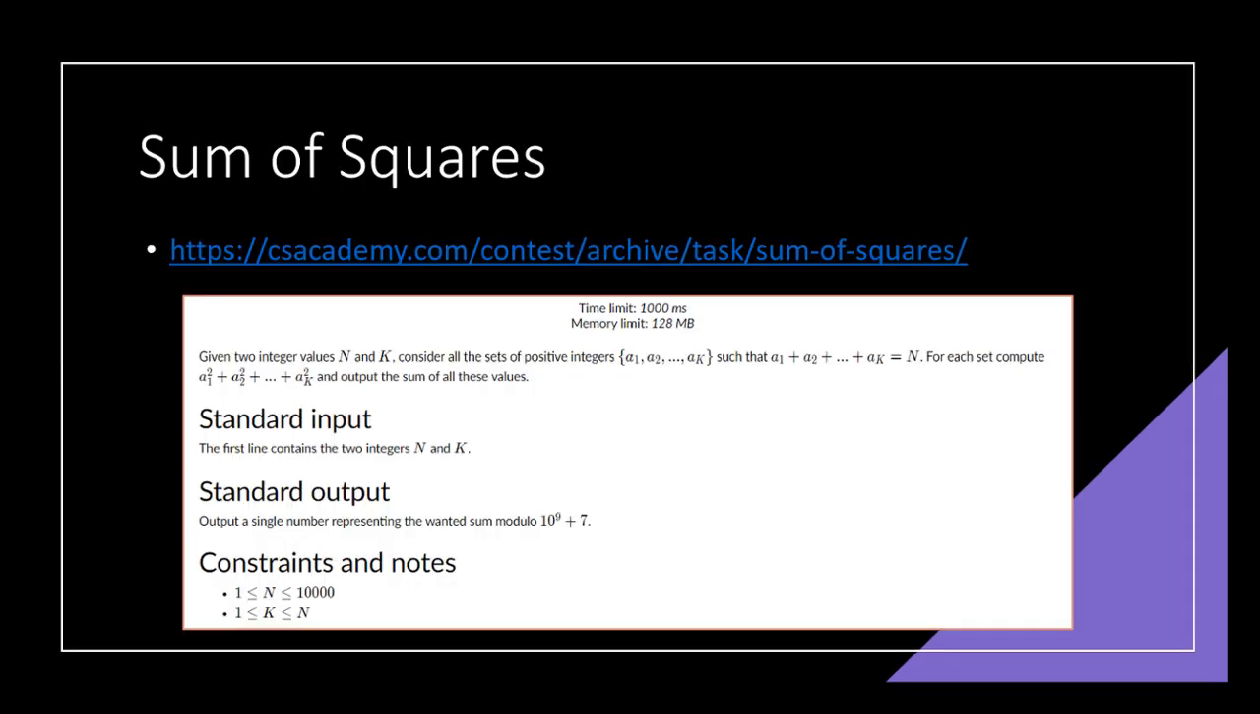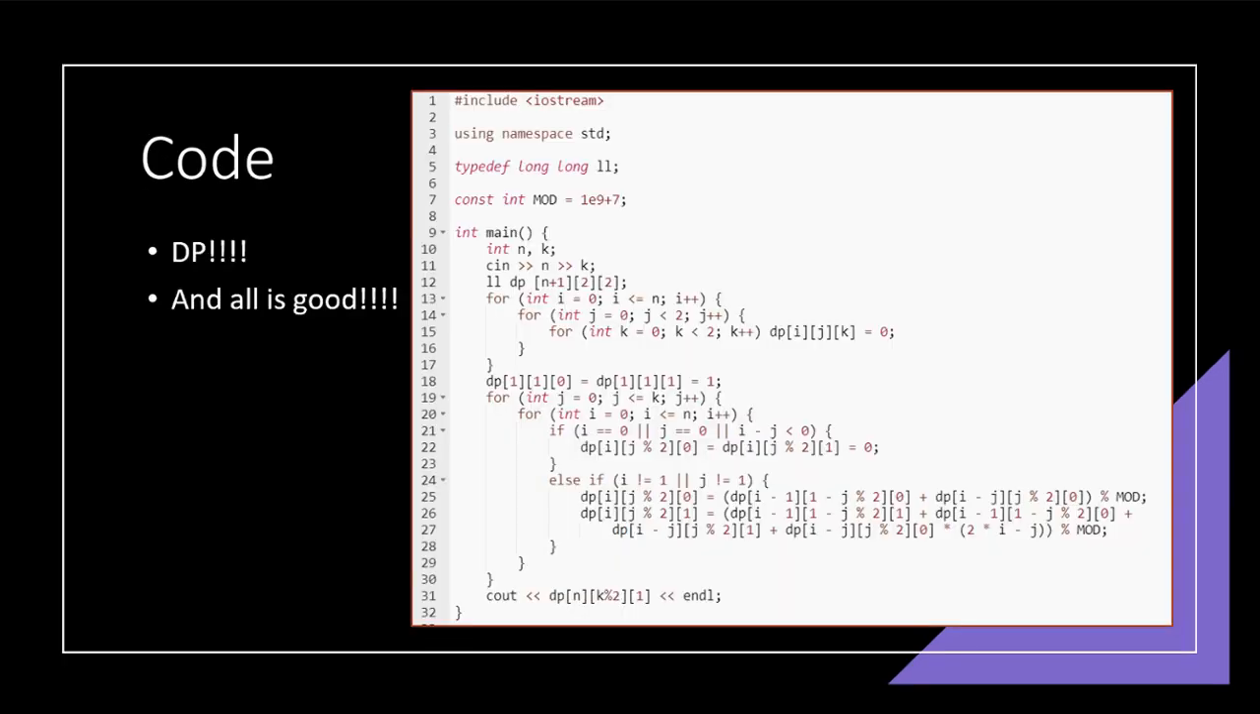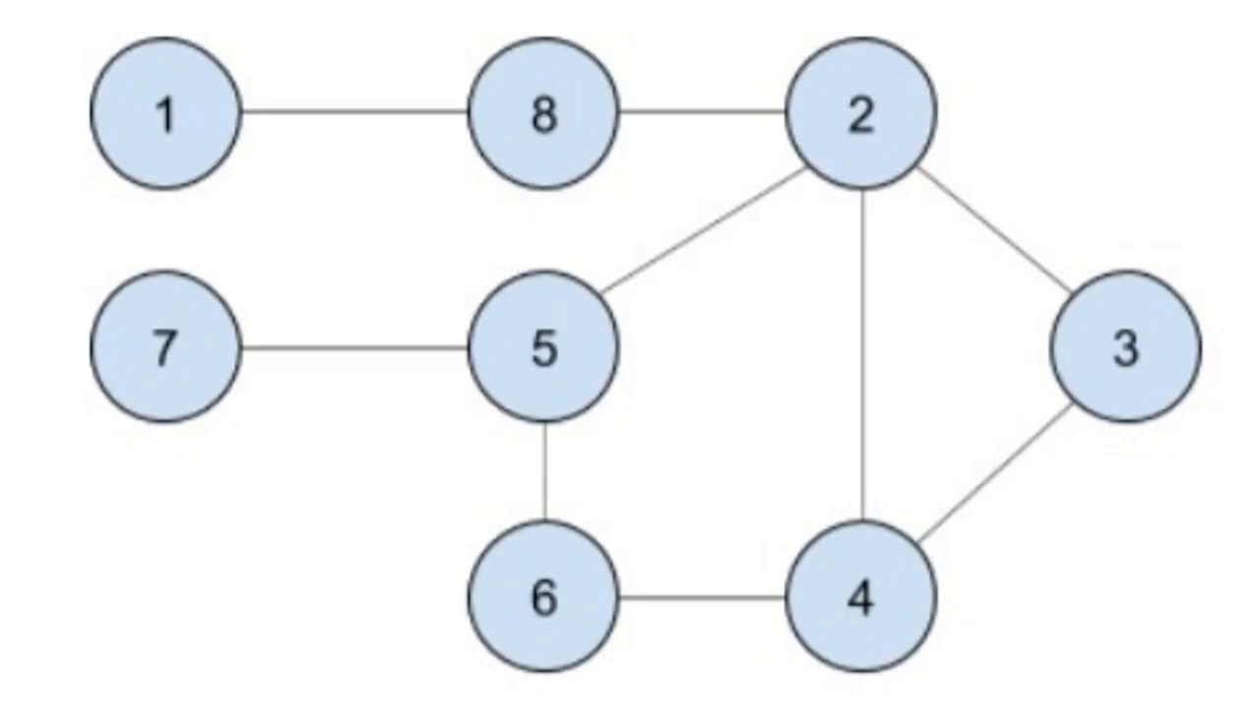Shown here is an example of a coding problem that I solved using dynamic programming. It's called sum of squares and the link is given here. I won't go into depth about what the question is asking, but the main focus of doing this problem was to practice using this technique. So now here is a code snippet of my solution that uses this DP algorithm, and it is able to solve the problem. Next, we move on to graph traversal.